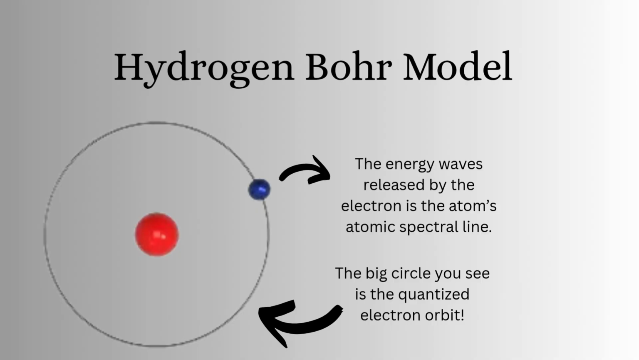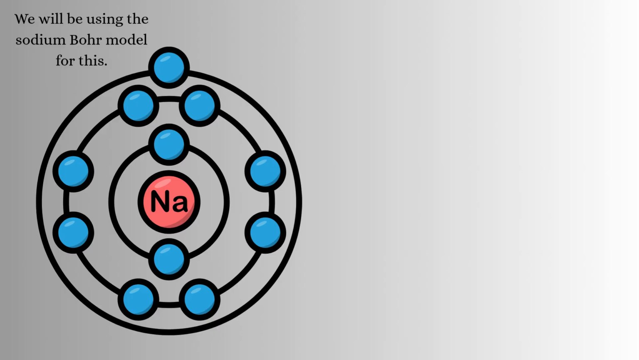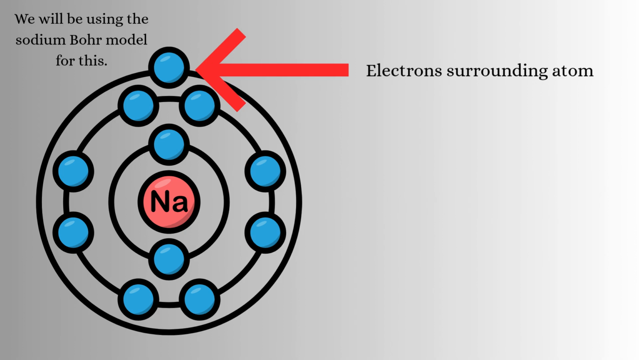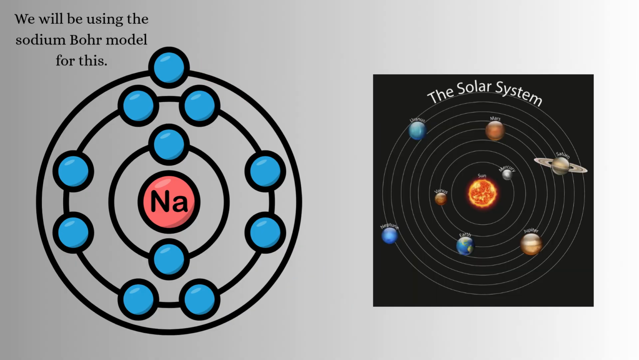Bohr intended for this model to be used for the spectral lines in hydrogen atoms, which were puzzling scientists at the time. Niels Bohr described the atom as having a small, dense, positively charged nucleus made from protons and neutrons. This nucleus is surrounded by negatively charged electrons that travel in circular orbits along the electron shells. You can think of this motion as similar to planets orbiting the Sun.